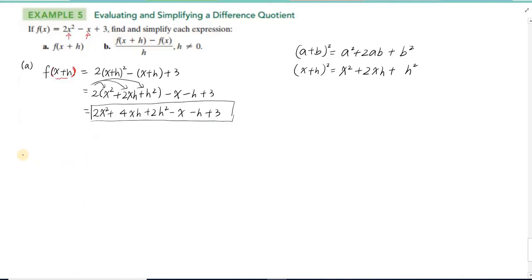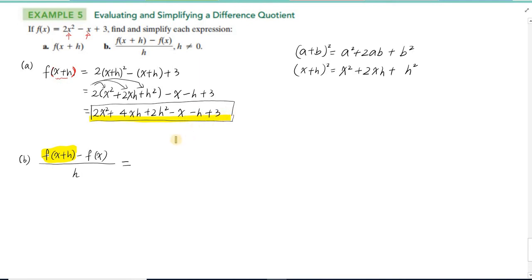Now we're going to work on part B. Part B, we need to find f of x plus h minus f of x over h, where our h cannot be 0, because that's the denominator. Okay, how can I do this? If you look right here, f of x plus h, we just found that, correct? We just found this right there. So that is my f of x plus h.